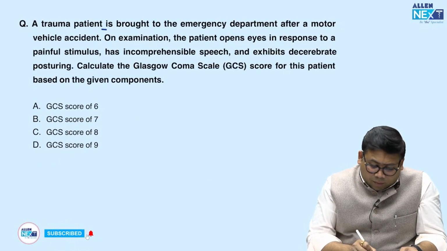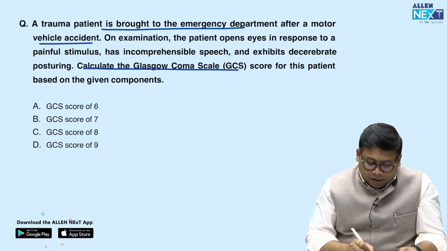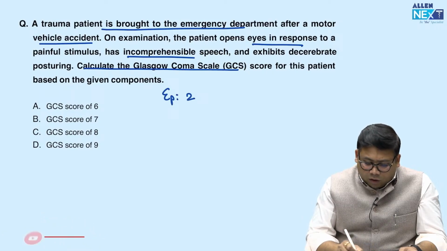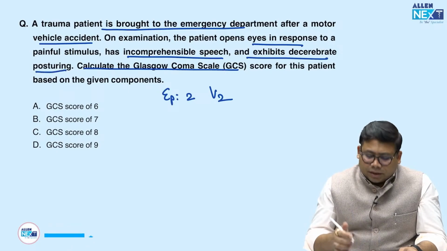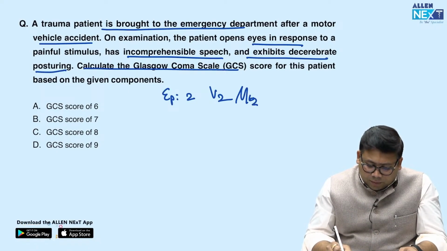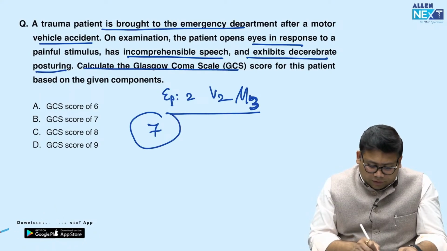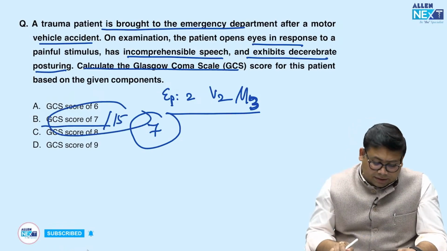The next is a trauma patient brought to ER with motor vehicle accident and they're asking the GCS. So patient opens the eye to pain. So that is 2. Incomprehensible speech. So V is 2. And decerebrate extensor posturing. So M is 3 basically. M is 3. So 3 plus 2 plus 2, that is 7. So 7 by 15 is what is the GCS. This is what is B. B is the answer here.